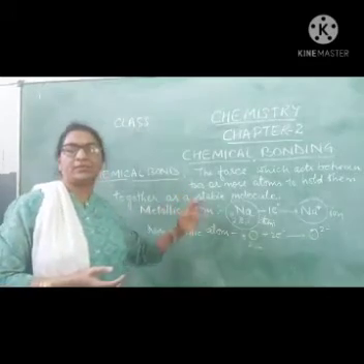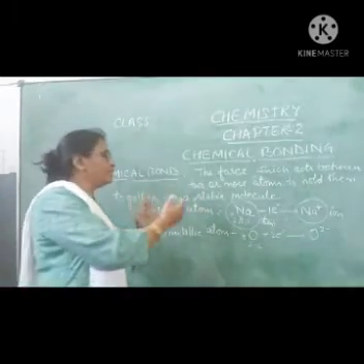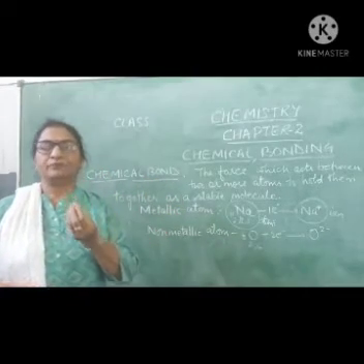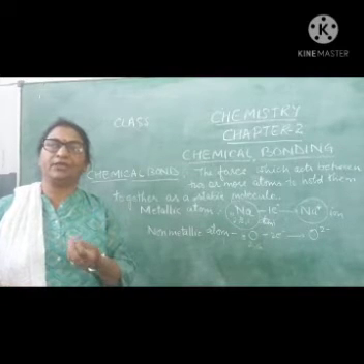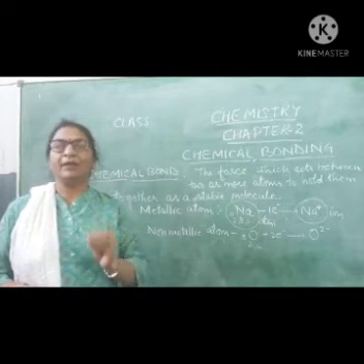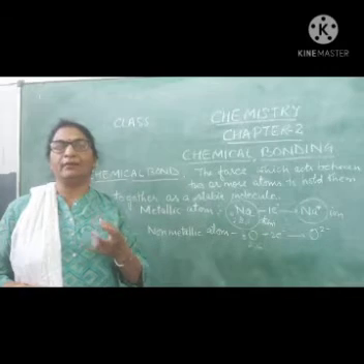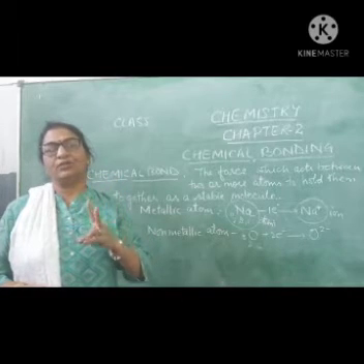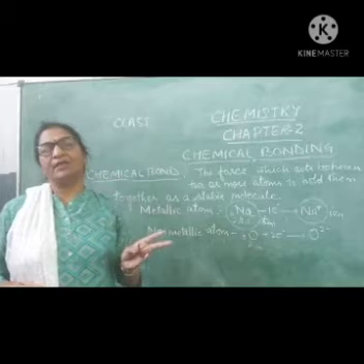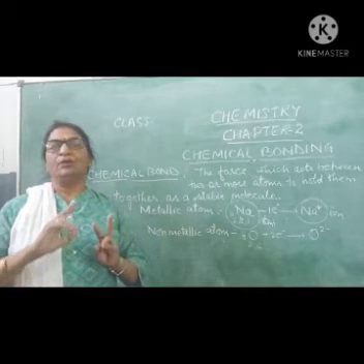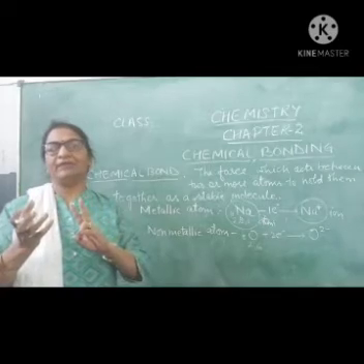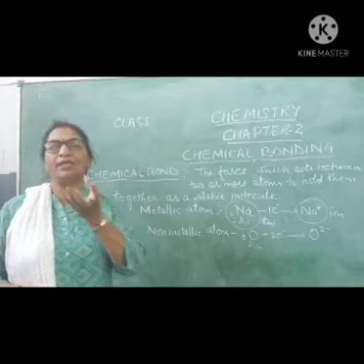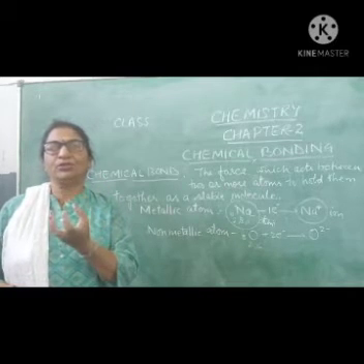But here, when we are doing the difference between atom and ion, an atom is an electrically neutral particle. Why is it electrically neutral? Because an atom consists of protons which carry positive charge and electrons which carry negative charge. And the number of protons is always equal to the number of electrons. So both positive and negative charges neutralize each other. So an atom as a whole is an electrically neutral particle.